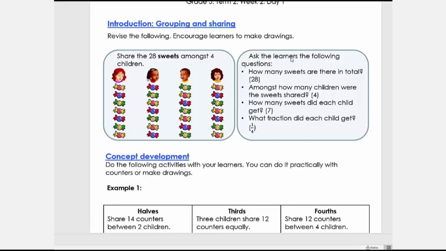So now we're going to ask the following questions. How many sweets are there in total? We can get that from the statement. Amongst how many children were the sweets shared? We can look at the picture and we can see 4. How many sweets did each get? 7. And then the focus of the lesson is: what fraction did each child get? Each child got 1/4 of the sweets.